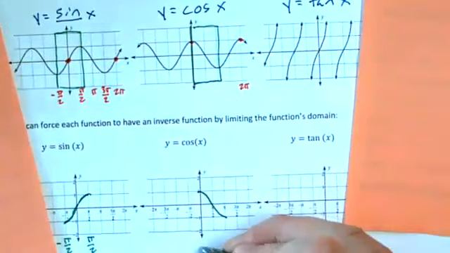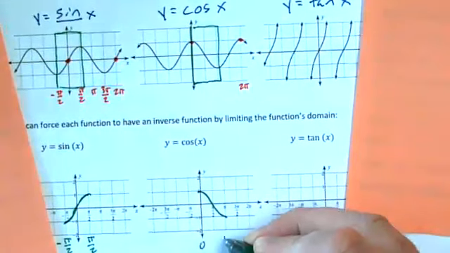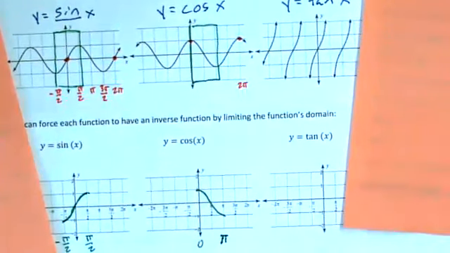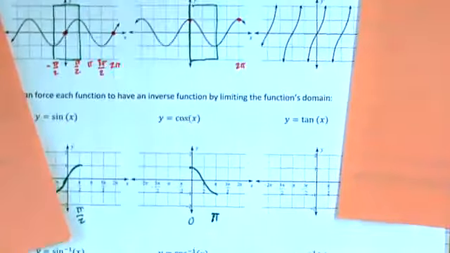So cosine, when we start talking about inverse cosines, we're only going to be talking about angles between 0 and pi.